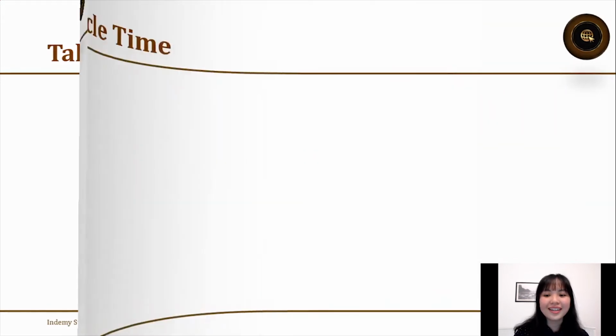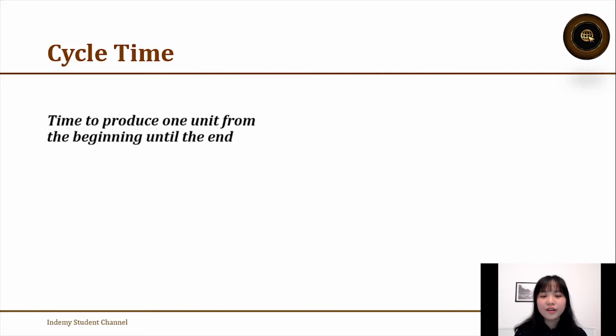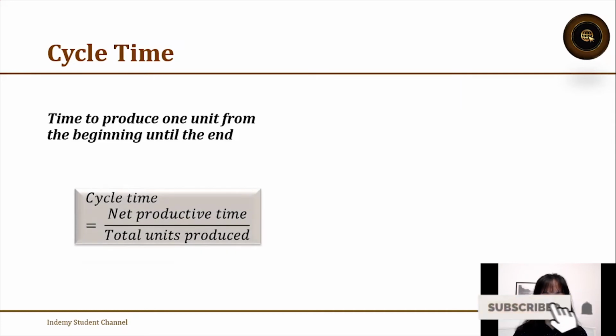The next one is cycle time. Cycle time is sometimes defined as the time the worker or the equipment needs to finish their task. It could be a movement or it could also be a process. However, considering the meaning of the cycle itself, cycle time refers to the time to produce one unit from the beginning until the end. This is the equation to calculate the cycle time: net productive time divided by total units produced.